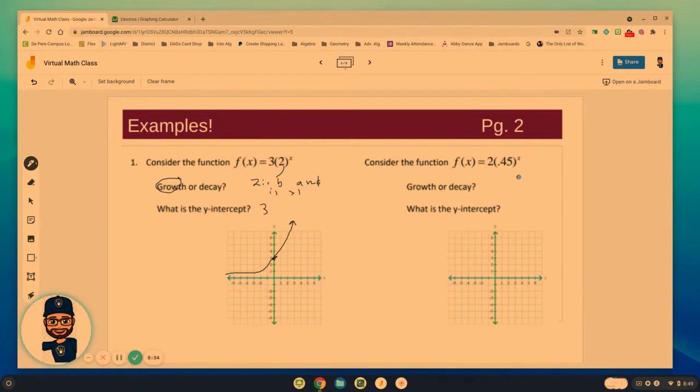2 times 0.45 to the power of x, growth or decay? That is decay. It is shrinking. 0.45 is less than 1. What's the y-intercept? The y-intercept is at 2, right? My a value. So it's here, but it's decreasing by 0.45. So it's going to decrease and then all of a sudden just get really close to 0 if I keep drawing that way. All right, so you've got to be able to identify some of those key characteristics in terms of y-intercepts and in terms of the growth or decay factor and how it actually is acting.